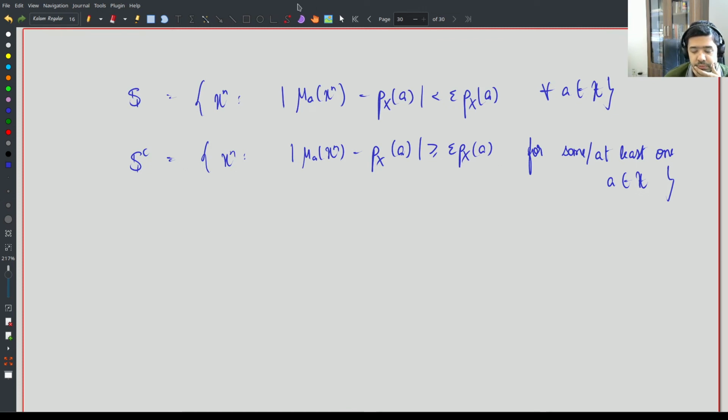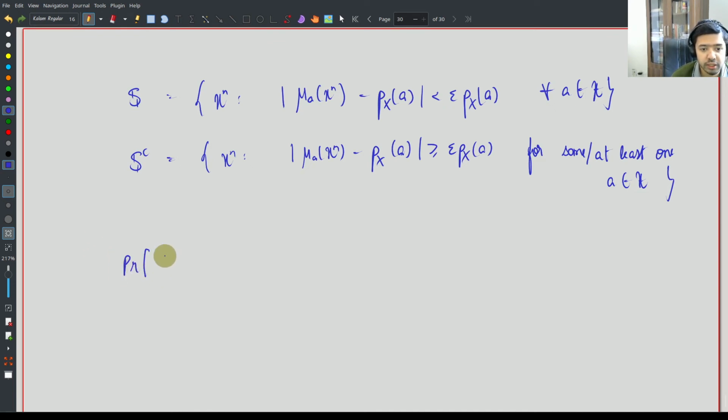So for the S complement, the probability that X^n is in S complement, this will tend to 0, right? Okay. And why is that the case?